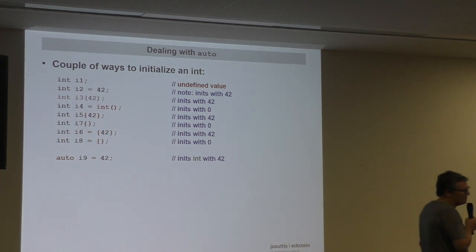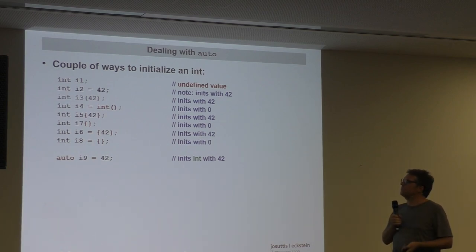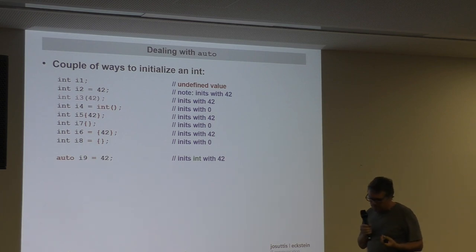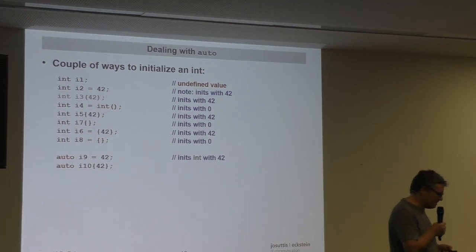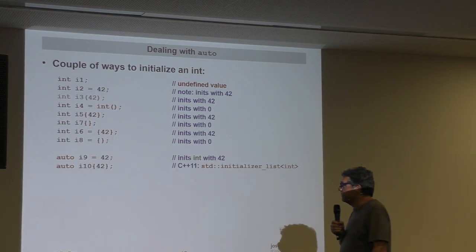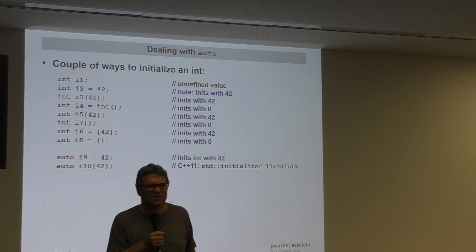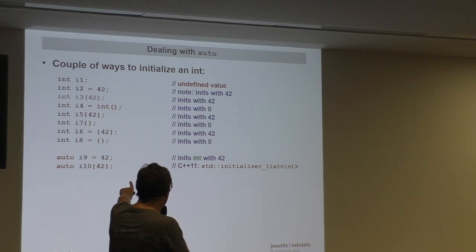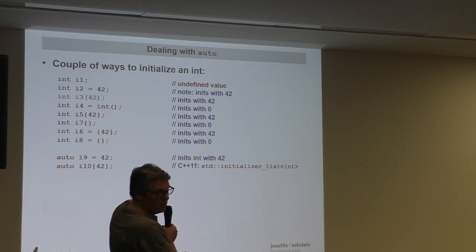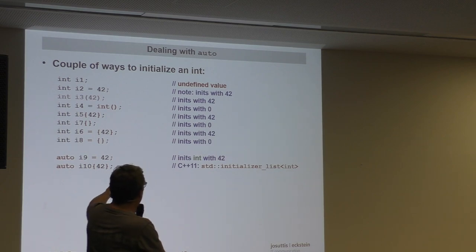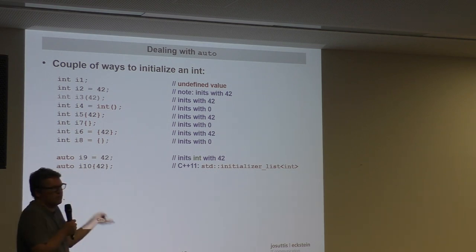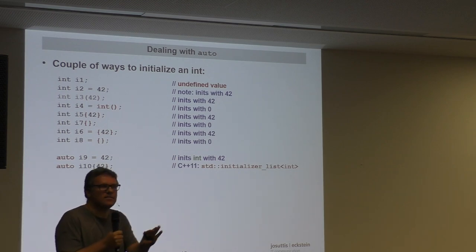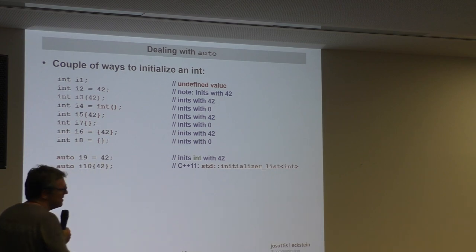Good. Auto. Let's initialize an auto int i9 by 42. Yeah, this works, it's fine. It takes the value and the type on the right to initialize the int. However, what happens if we have curly braces here? We made a mistake in C++11. We thought this is a cool way to create an initializer list of ints, which is not an int. So the type of i10 would not be an int here. Although almost everybody thought this would be the case, because auto says, hey compiler, you find out what the type is, we initialize i10 by 42, so i10 should be an int. But it isn't. And we made that mistake.